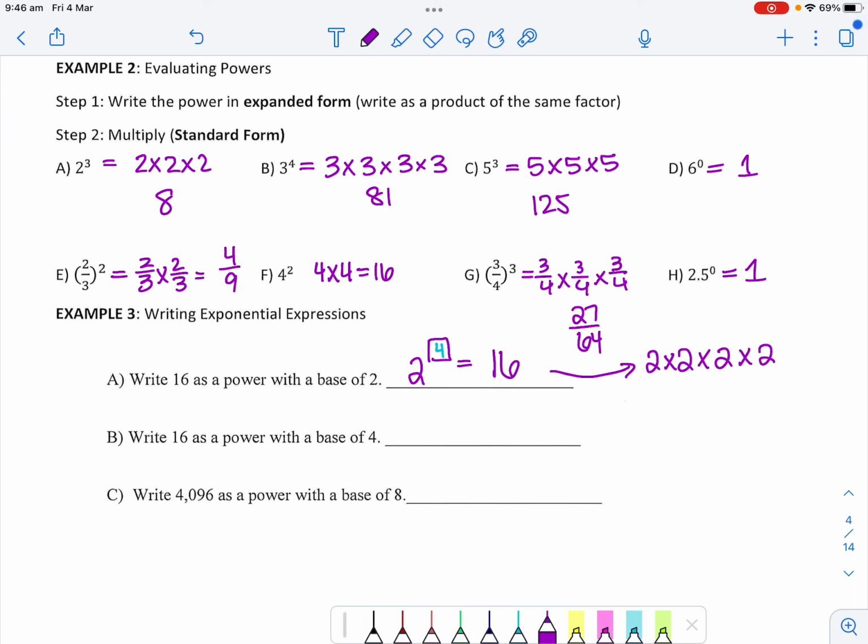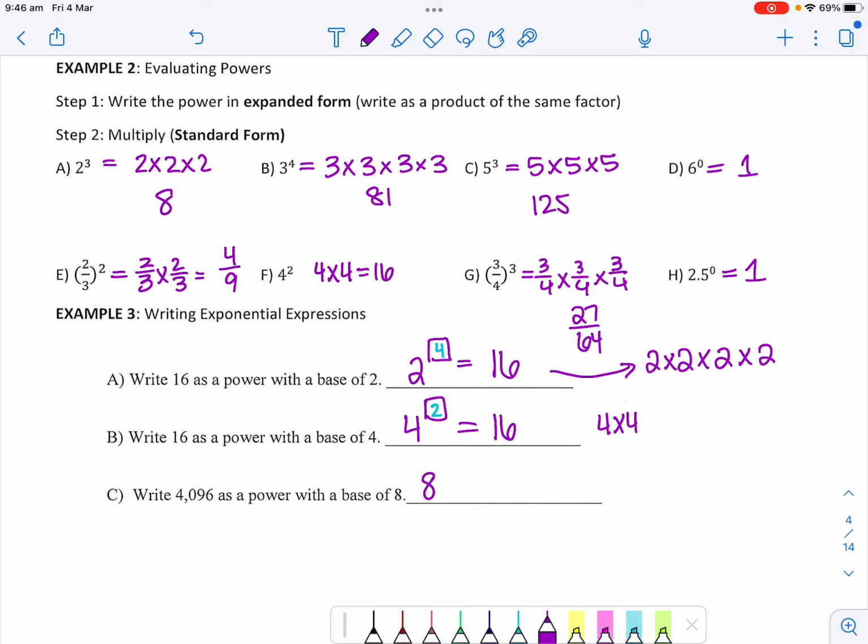Part B, we're still using the answer of 16. But now my base is 4. And I have this box. So how many times do I need to multiply 4 together to get to 16? Well, 4 times 4 is 16. And I multiplied that 4 2 times. So 4 squared is 16. This one's a little bit trickier.